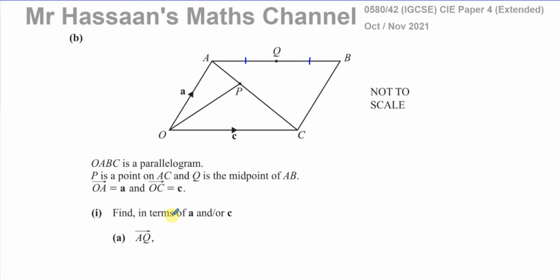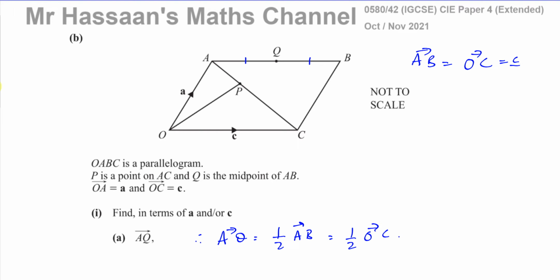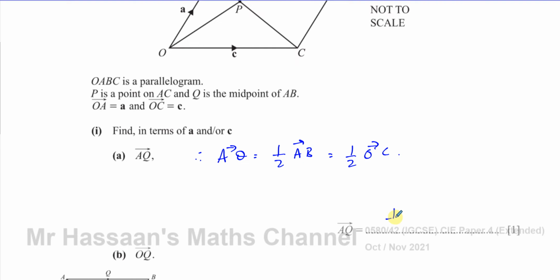It says find, in terms of a and or c, AQ. Now AQ is part of the line AB. And I know that the vector AB is the same as the vector OC, because this is a parallelogram. The opposite sides are equal and parallel. So the vector from A to B will be the same as the vector from O to C, the same length and parallel, so that's equal to c. And Q is the midpoint of AB, so therefore I can say that the vector AQ is going to be a half of the vector AB, which is a half of the vector OC, as we said. That means it's a half of c. So there's the answer to part a.